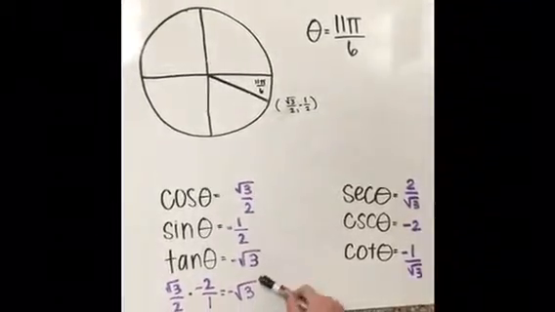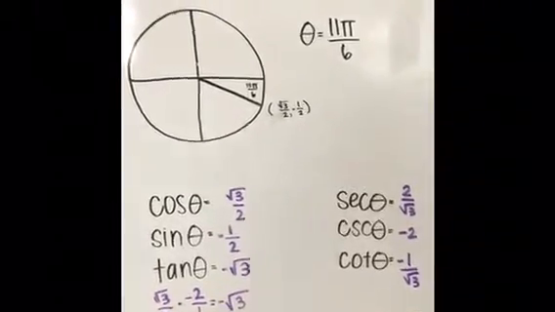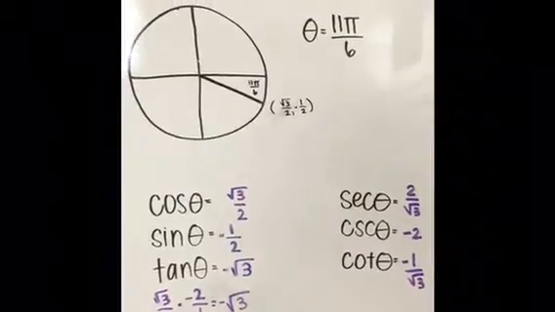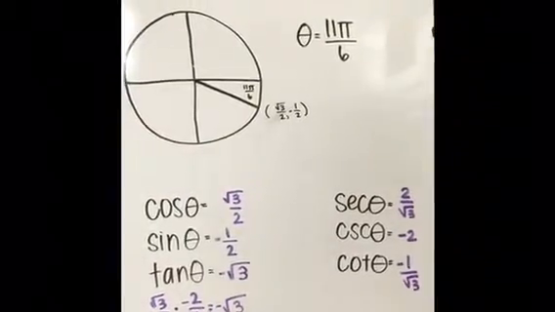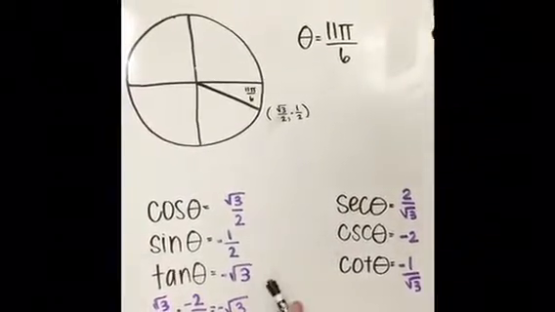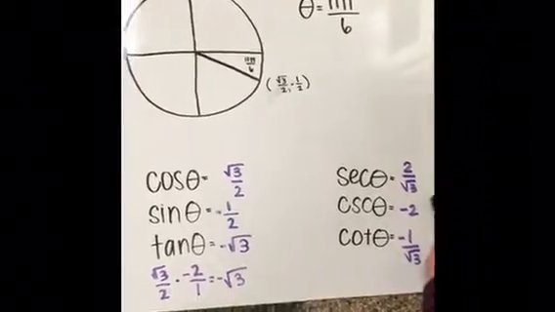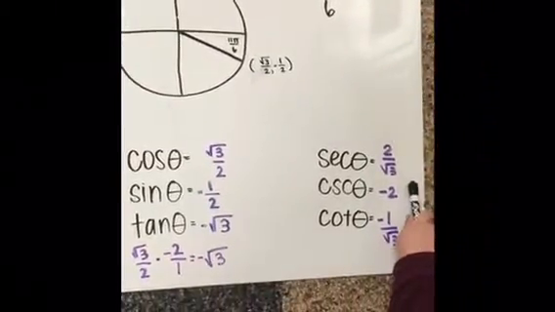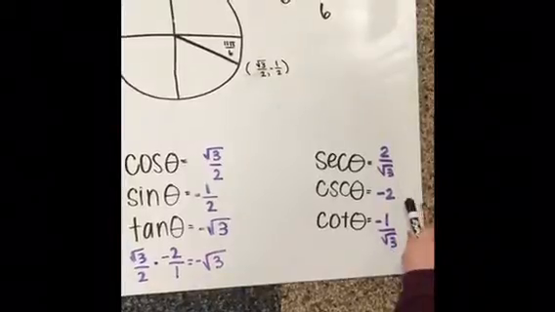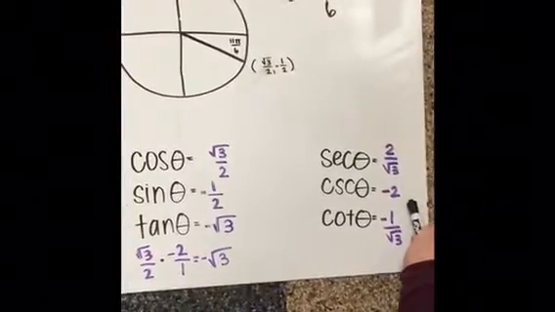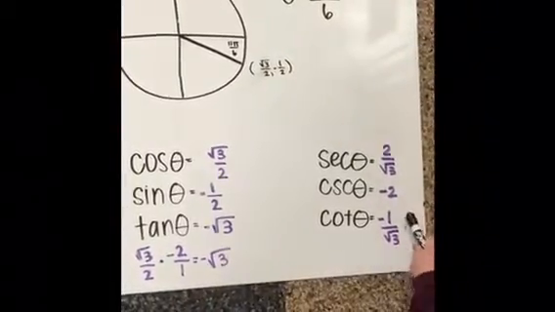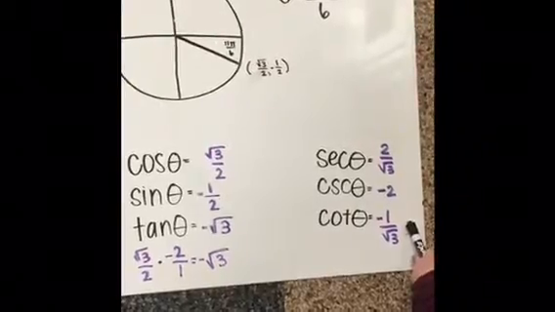To get the tan, you put y over x, which is root 3 over 2 times negative 2, which gets you negative root 3. Secant is the reciprocal of the cosine, which is 2 over root 3. Cosecant is negative 2, which is the reciprocal of sine, and cotangent is negative 1 over root 3, which is the reciprocal of tan.